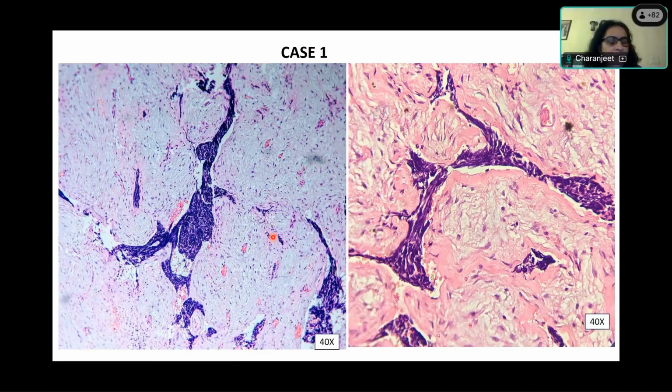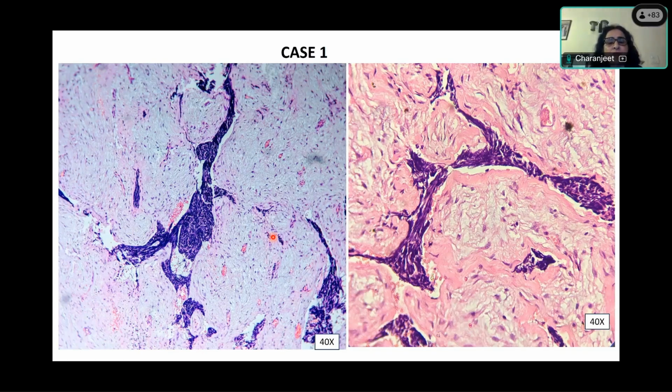Dr. Jasleen? Ma'am, it can be neuroblastoma or desmoplastic small blue round cell tumor, or Ewing's, Ewing-like sarcoma. Okay, very good.